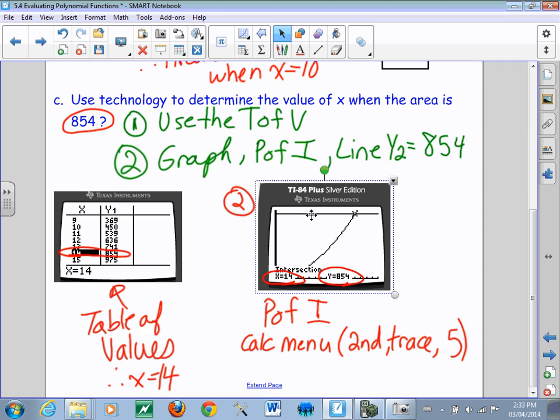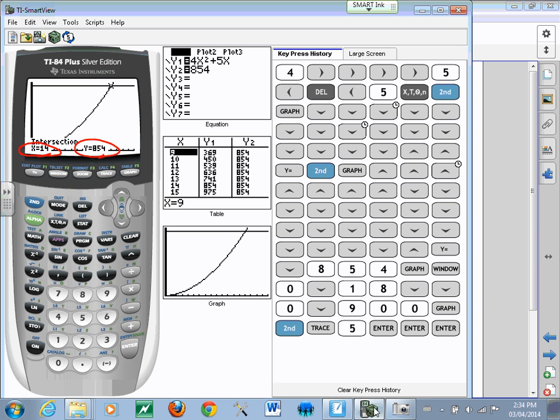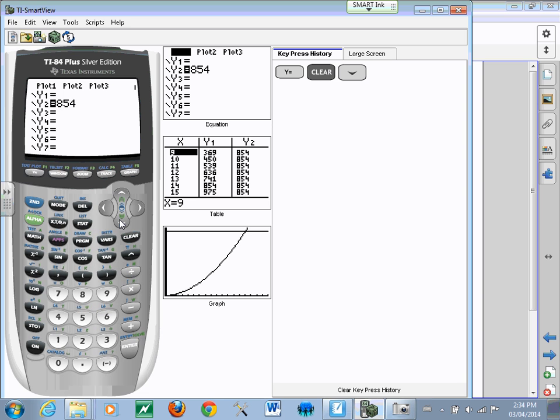All right, taking a look at our last example, it says use the graphing calculator to evaluate y equals 3x to the 4th for x equals 6. Okay, so what we're going to do is go back to the graphing calculator. Okay, so flip back. I'm going to clear this off for you guys. I'm going to press the clear history. I'm going to go y equals. We're going to clear that. Down arrow clear. So I've got everything cleared off.